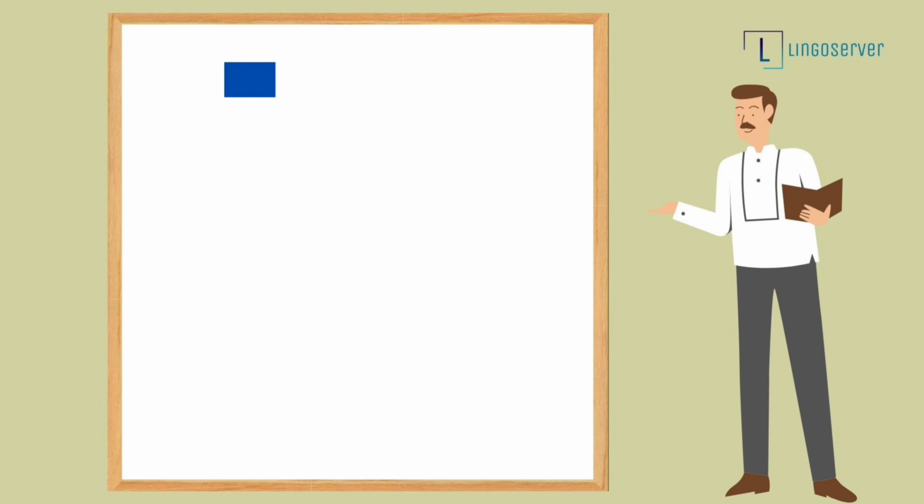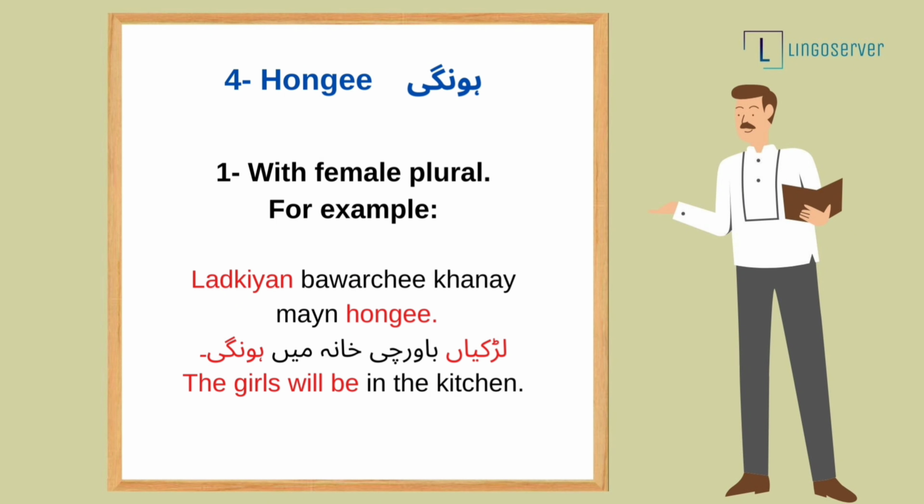And now we'll talk about होंगी. We use होंगी for three meanings. First, we use it with female plural. For example, लड़कियां बावर्ची खाने में होंगी. The girls will be in the kitchen.